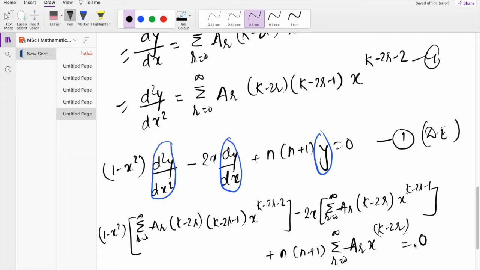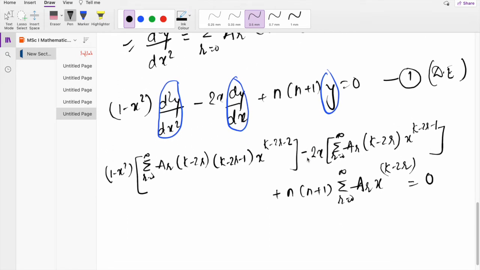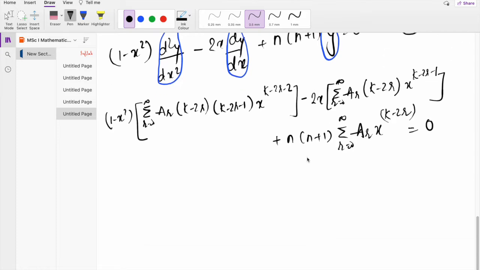We have substituted individually d2y upon dx square, dy upon dx, and y. Now just rearrange these equations in decreasing terms. Why have we chosen decreasing terms? Just because we have chosen our solution in decreasing order.